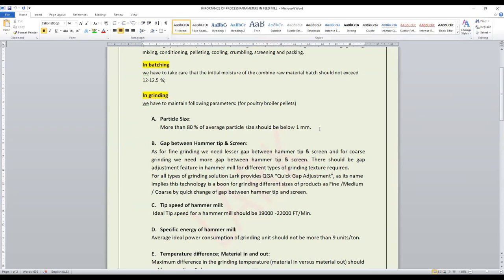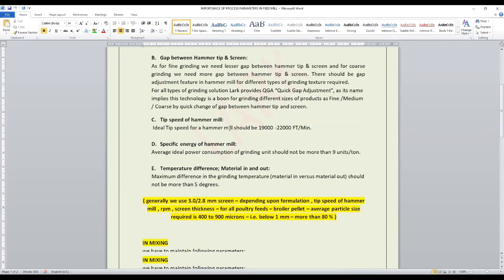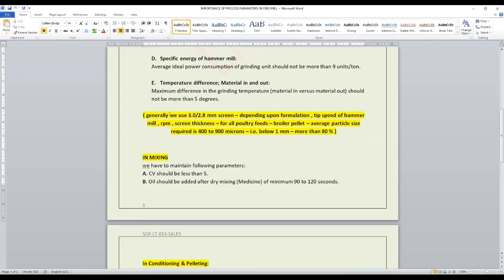To check the grinding texture, like generally we use 3 or 2.8 mm screen depending upon formulation, tip speed of hammer mill, rpm, screen thickness. So average particle size is around 400 to 900 microns.